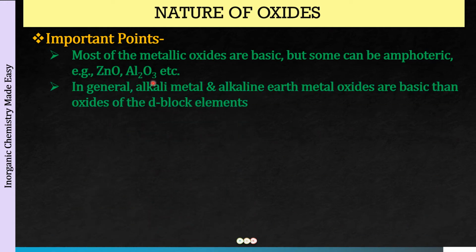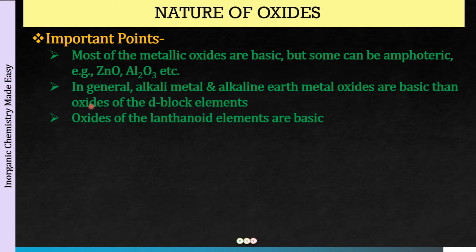The next, in general, the alkali metal and the alkaline earth metal oxides are going to be more basic than the oxides of the d block elements. This should be easy, because first we will be having in the period the alkali metals, then the alkaline earth metals, and then the d block elements will be coming. So in a period, the oxides' basic character is decreasing. Next, the oxides of the lanthanoid elements. Please remember, all of the lanthanoid elements form basic oxides, and the basic character again is going to decrease as we move left to right.